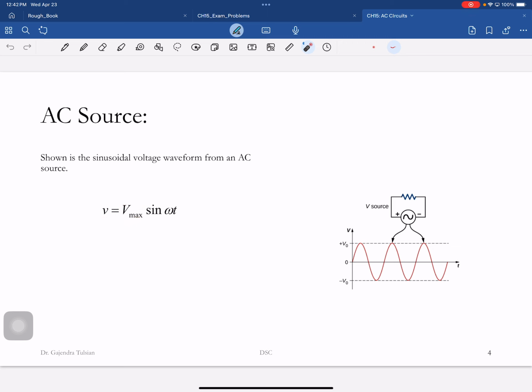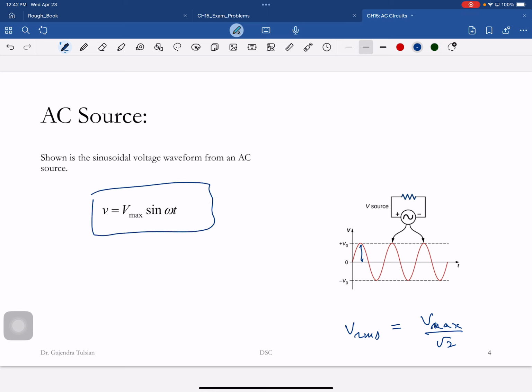So for instance, what are you getting out of the wall socket? How many volts are you getting? 120 volts. That 120 is what we call V_RMS, which is V max divided by root 2. So actually the amplitude of the voltage is about 170 volts, what you're getting out of the socket. So this is the voltage you're getting.